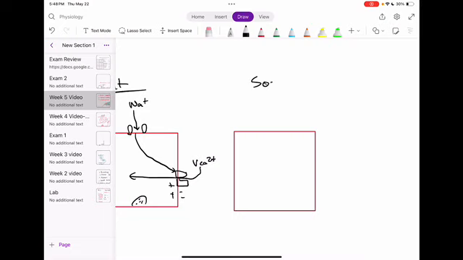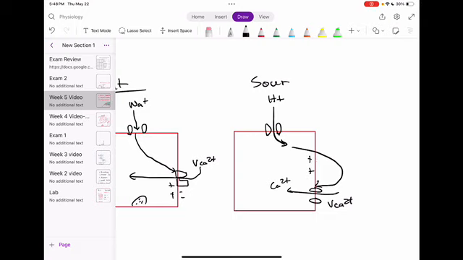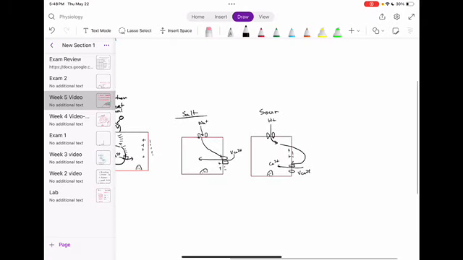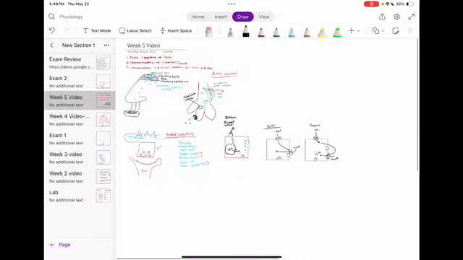Sour does a very similar process where it takes the hydrogen in through this channel, and this also activates the voltage gated calcium channel. Send calcium in, which as well makes a graded potential enough to send those neurotransmitters down and create a signal right there.